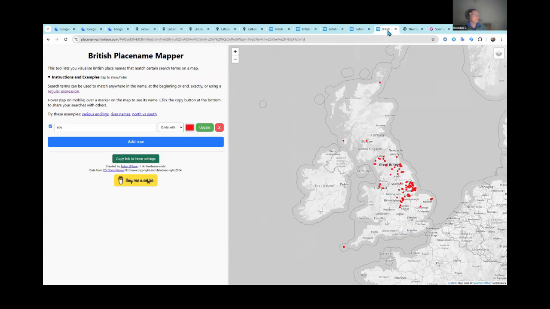And finally, places that end in -by, which is a very distinctive Viking legacy or Norse legacy in our place names. You can see nearly all of them are in northeast England. You can see roughly there a sort of north-south divide from those place names. So thank you very much.